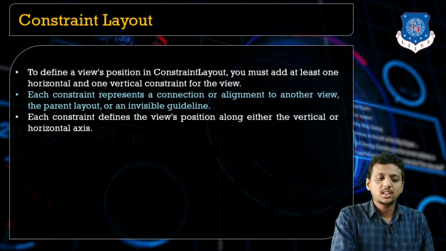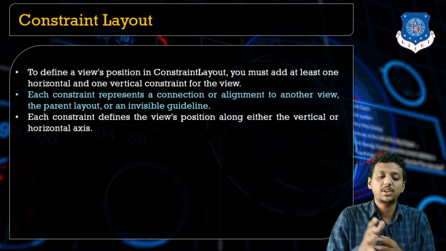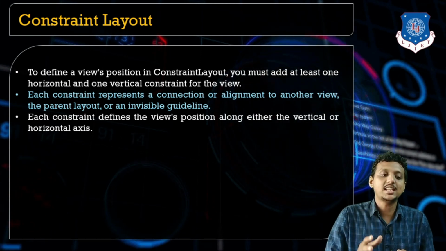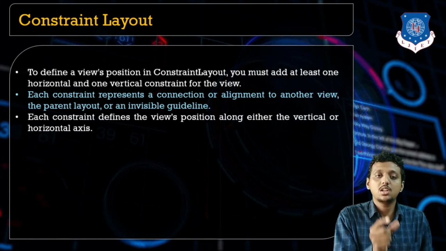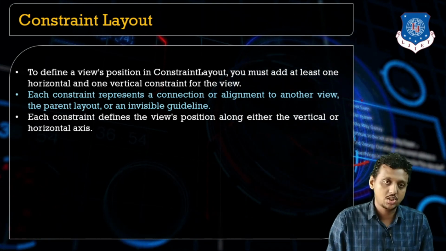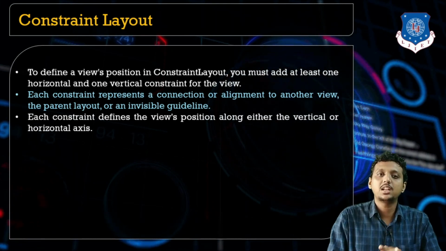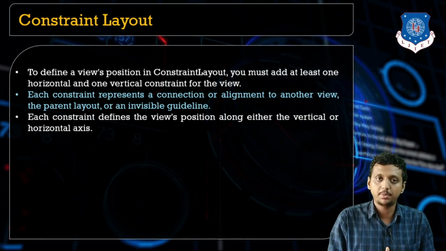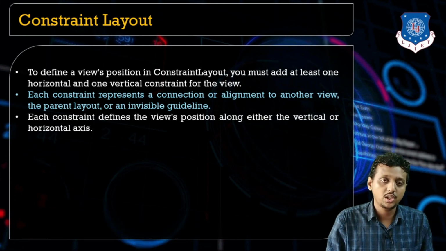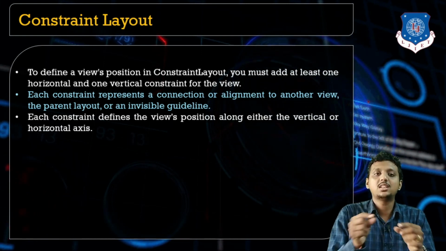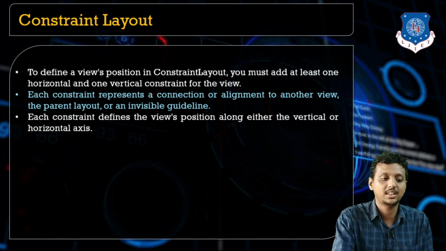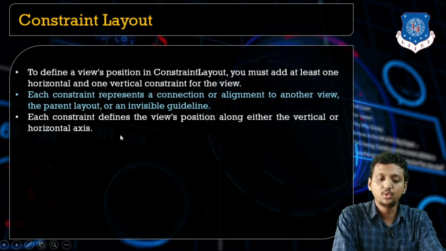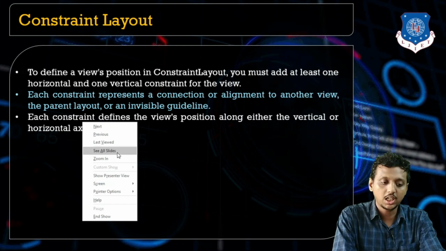So let's move further to define the constraints, students. We need to specify the position of the view component. You must define at least one horizontal or vertical constraint. For any view component, you just need to define the horizontal or vertical constraint in the constraint layout. Then each constraint represents the connection or alignment to another view component. So what do we mean by the constraint? A constraint is one type of rule, or we can say the alignment of the view component with respect to other view components, the parent layout side, or any guidelines. Each constraint defines the view component along either the vertical or the horizontal axis.